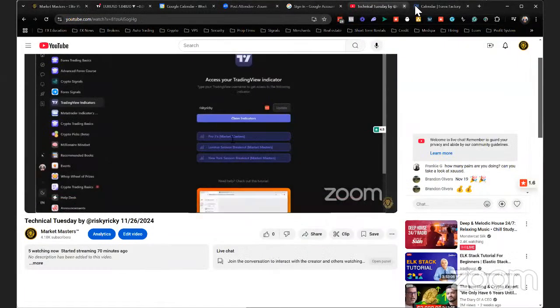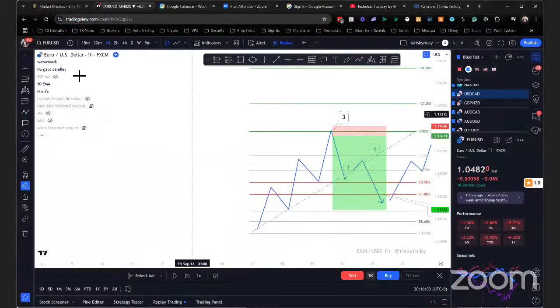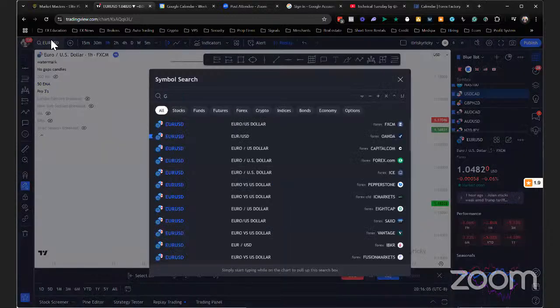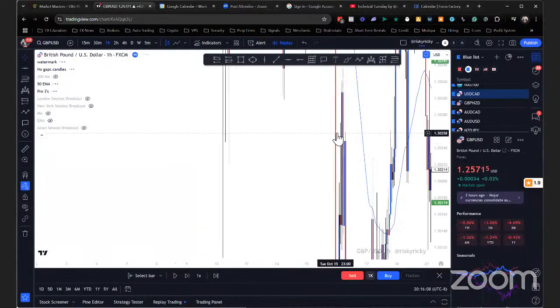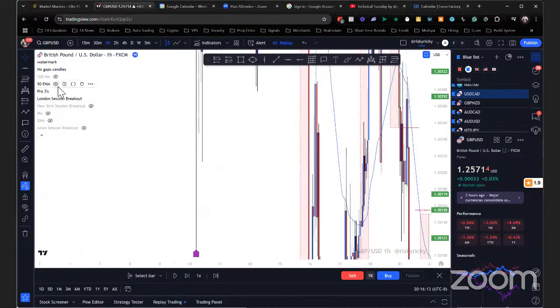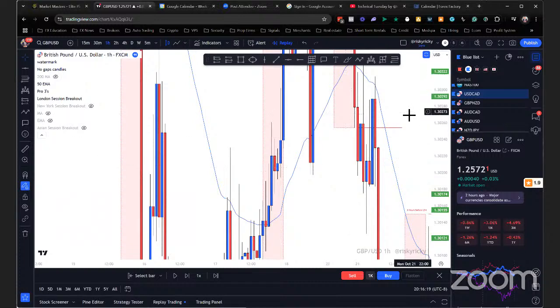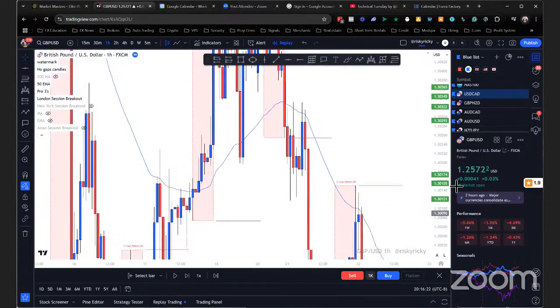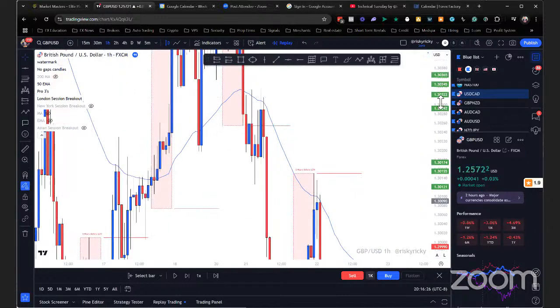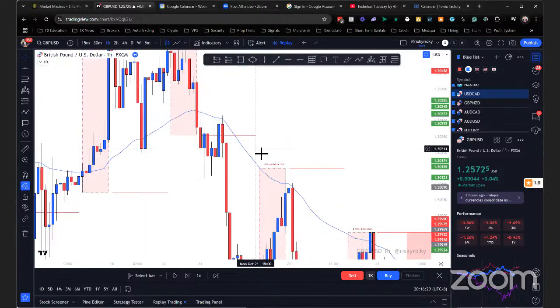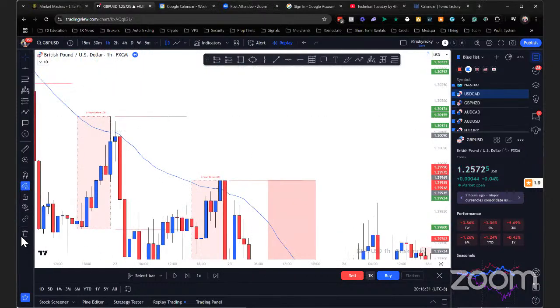So what you can do is, one of the top pairs that I use, we'll go with the London session breakout. So I'm going to turn on the London session breakout, and you want to go to the 1 hour time frame. Make sure to take notes on this. So 1 hour time frame, GBP USD, and we are going to look at the market.